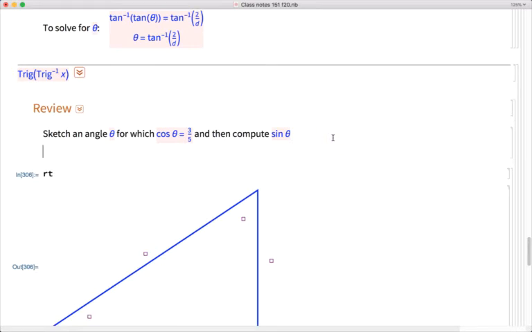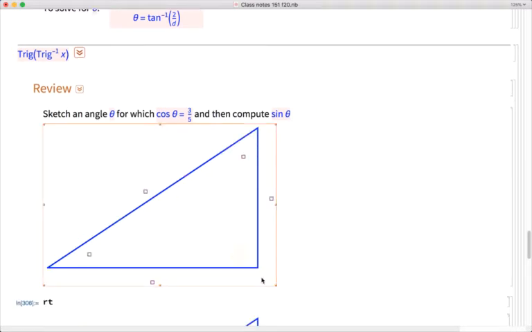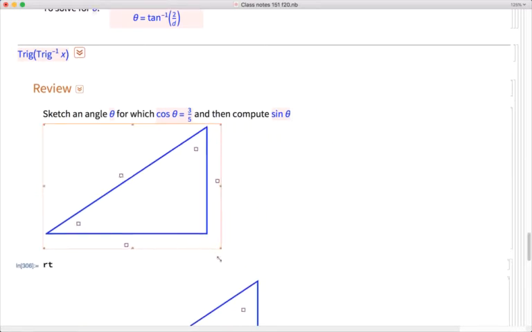I just needed to get a blank triangle here. So if you remember how to do this problem, you just draw a right triangle and don't worry about the scale, just label one of the angles as theta. And now we want to set it up so that the cosine of theta is 3/5. Let's see, the cosine is the adjacent divided by the hypotenuse. So there it is. That angle now has cosine of 3/5.